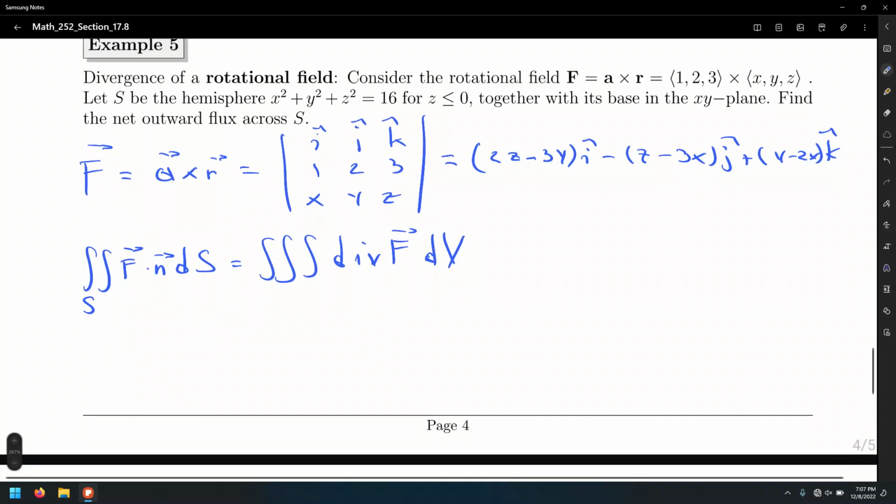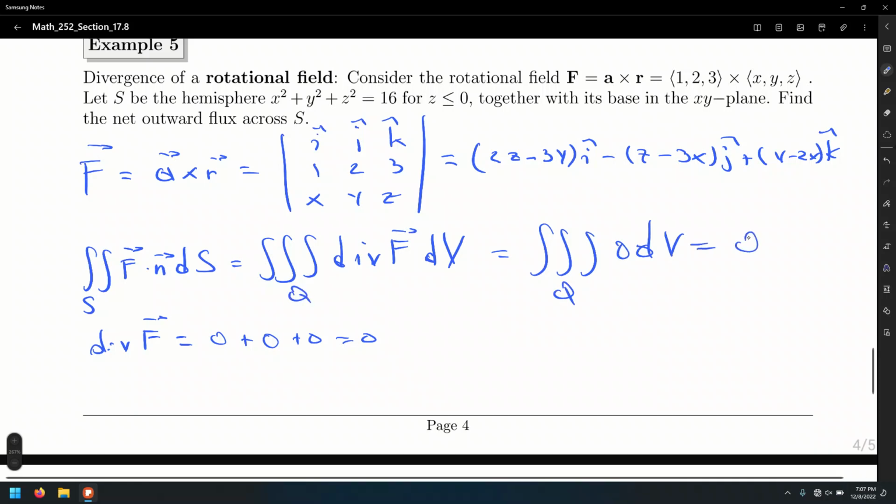So the divergence of F is nothing other than the partial derivative of the first component with respect to x, but what's that? 0. Plus the partial derivative of the second component with respect to y, and the partial derivative of the z component with respect to z. Oh, come on, it's all 0. The divergence equals 0. So we have the triple integral of 0 dV over Q. And what's that integral? Okay, how does that make sense?